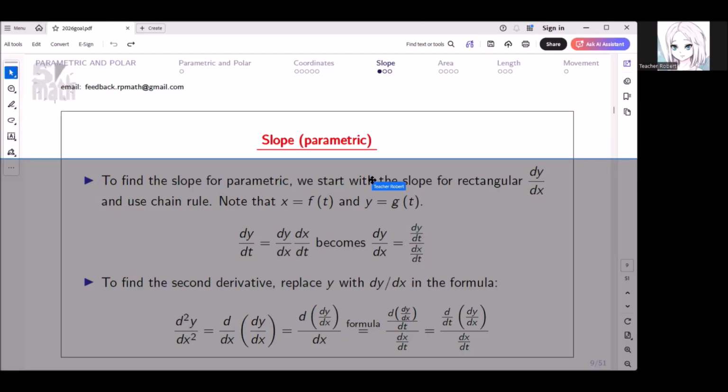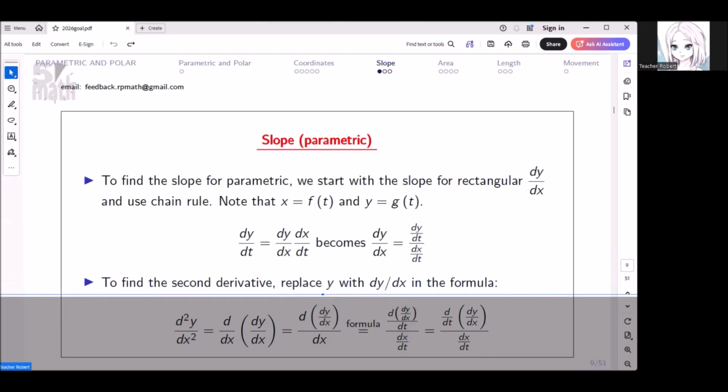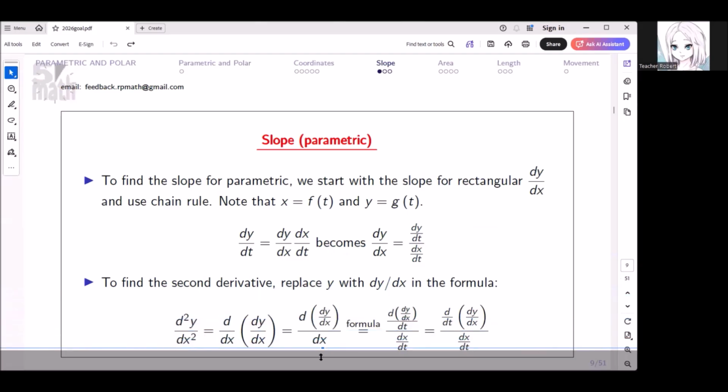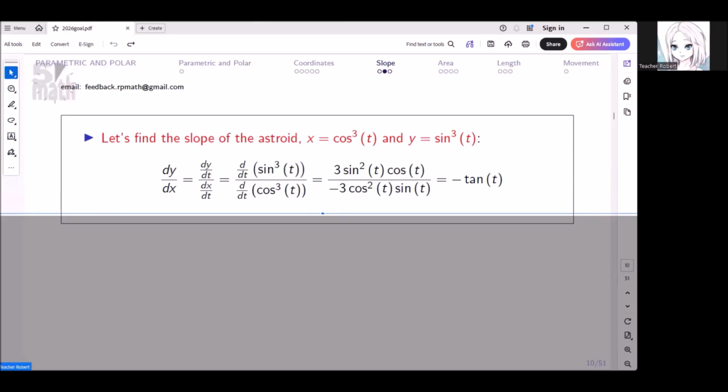Slope, parametric. To find the slope for parametric, we start with the slope for rectangular, dy dx, and use chain rule. Note that x equals f of t and y equals g of t. To find the second derivative, replace y with dy dx in the formula. Let's find the slope of the asteroid, x equals cosine t cubed and y equals sine t cubed. Dy dx ultimately equals minus tangent of t.